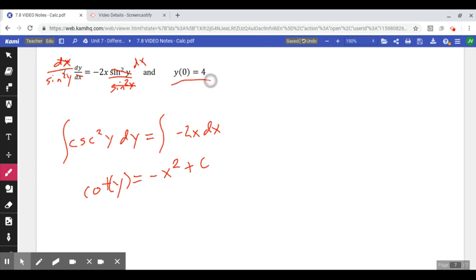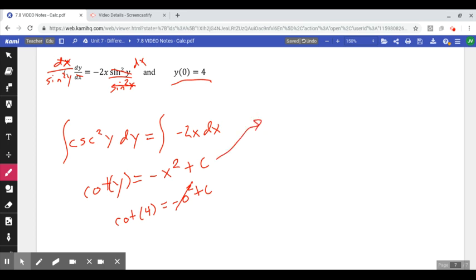Our initial condition is right here. y at 0 is 4. So we'll have the cotangent of 4 being equal to negative 0 squared plus c. So c will be just the cotangent of 4. We can't actually figure that out. It's not 4 pi, so we're just going to leave it as the cotangent of 4.